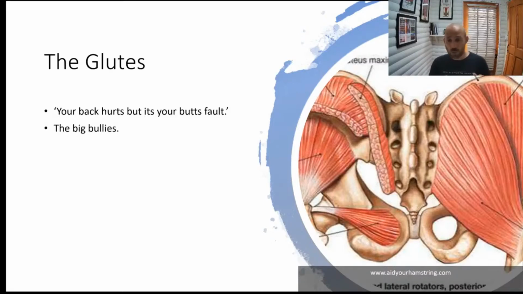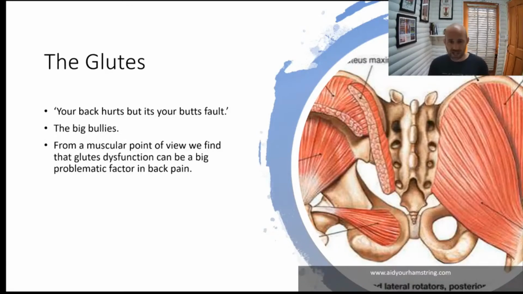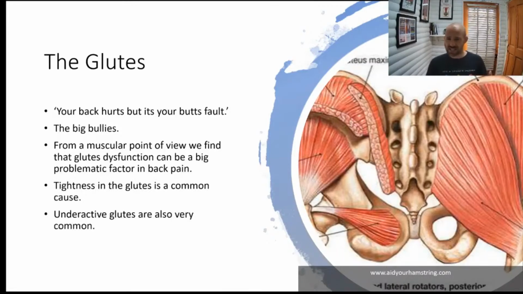So it's always worth, if we are having lower back issues in particular, investigating those glutes, looking at their flexibility, looking at their strength. As I said, we find these to be problematic. Tightness in the glutes is a common cause. So something you want to be doing straight away is stretching out those glutes, assessing the flexibility of the glutes.